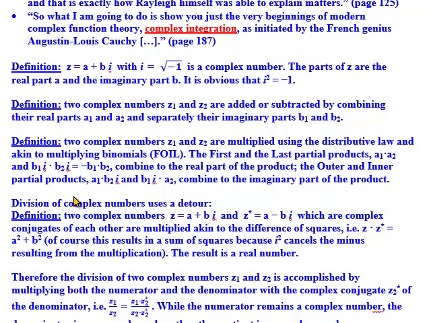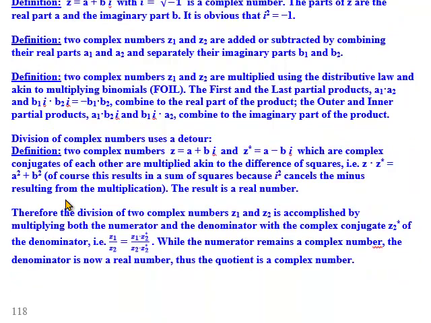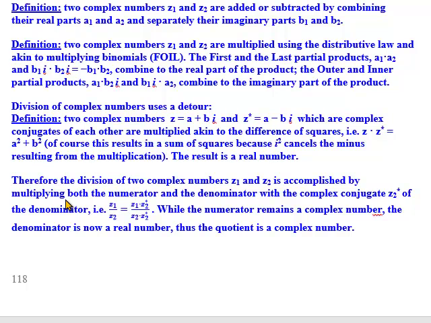The first and the last partial products, a1 times a2 and b1i times b2i equals negative b1 b2. Notice that the i squared in here produces that negative, combined to the real part of the product. And the outer and the inner partial products, a1 times b2i and b1i times a2, combined to the imaginary part of the product. Division of complex numbers uses a detour.